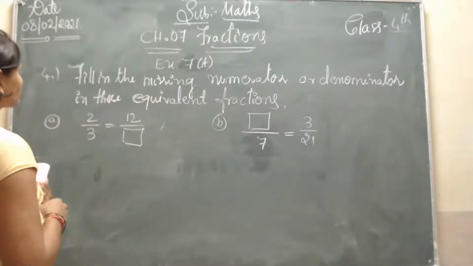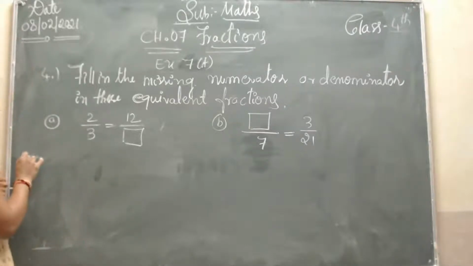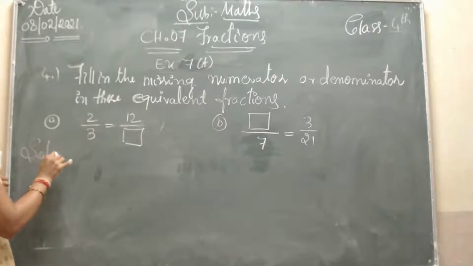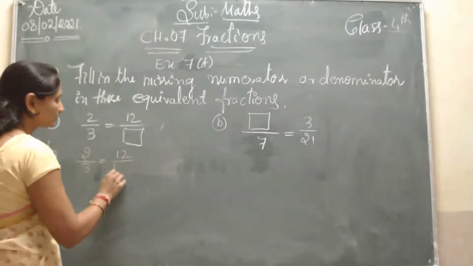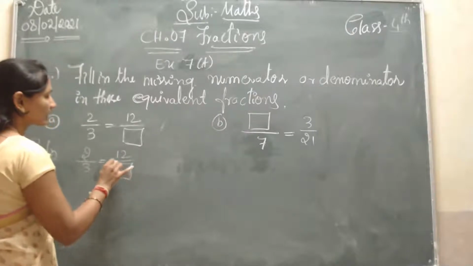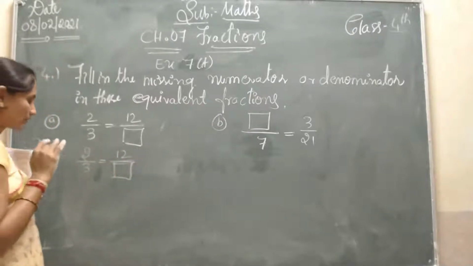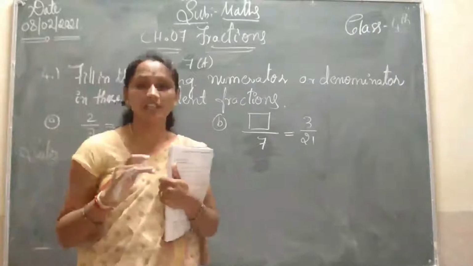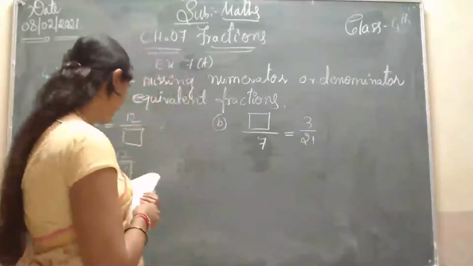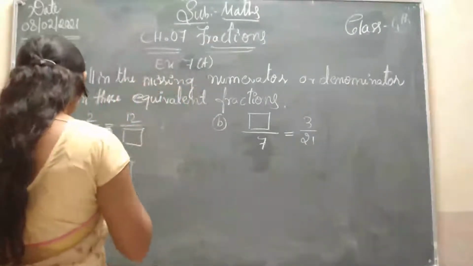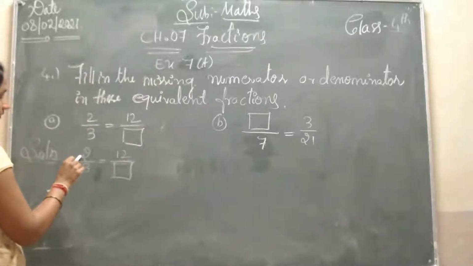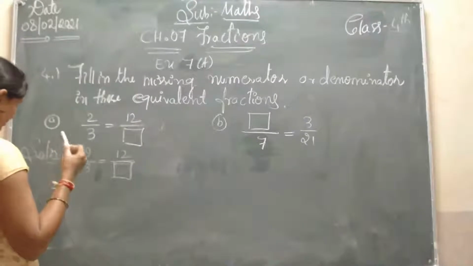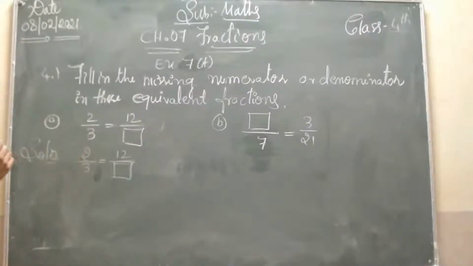So see here, question number A: 2 by 3 is equal to 12 by the missing number, given by the empty box. So you have to find the denominator. How to find it? First you take the numerator that is given. The numerator values given are 2 and 12.